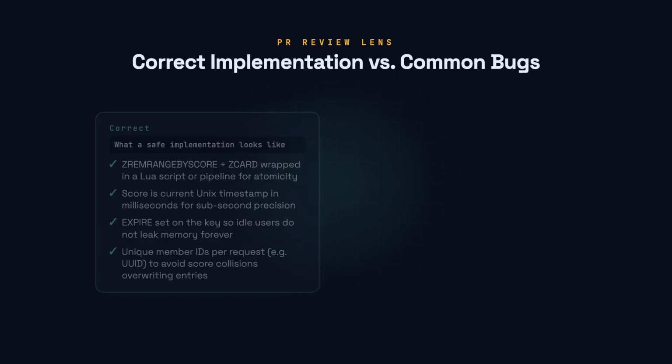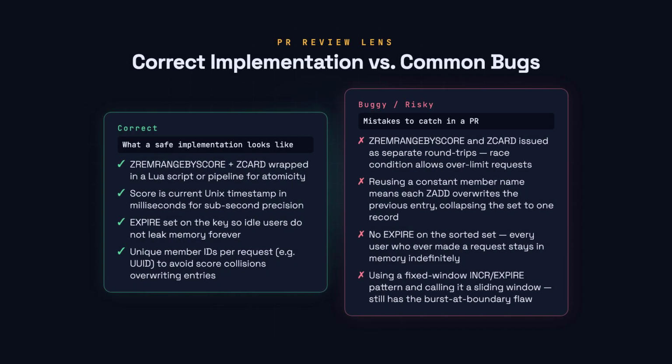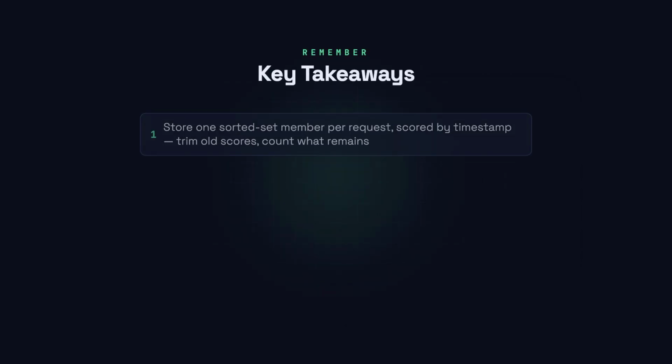When reviewing a pull request, check that the trim and count steps are atomic. A gap between them is a race condition. Watch for a missing EXPIRE, constant member names that collapse the set, and any INCR-based approach masquerading as a sliding window. The sliding window pattern is 3 steps.